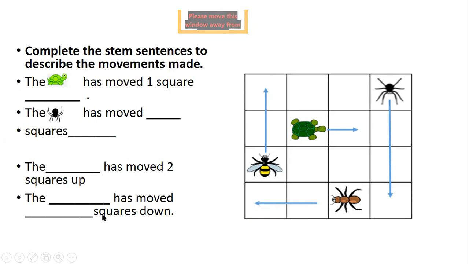Now the last question. The dash has moved dash squares down. First of all, which insect or animal is moving downwards? And then you count how many squares that insect or animal is moving downwards. 2, and the insect is an ant. Is it the ant? This is the ant. Is the ant moving downwards? Look at the direction of the ant. Is it moving downwards?